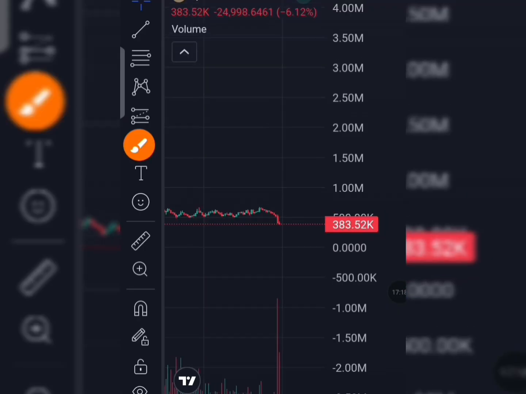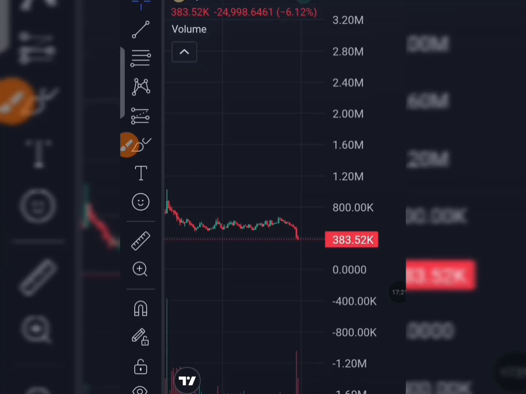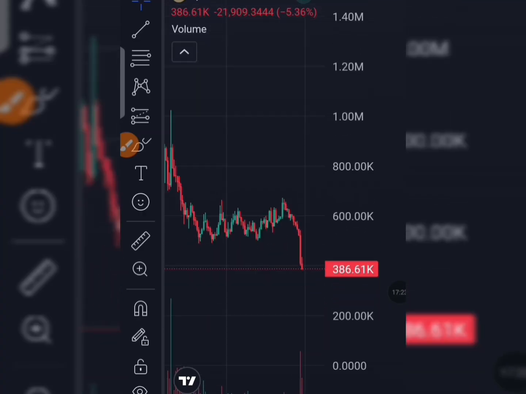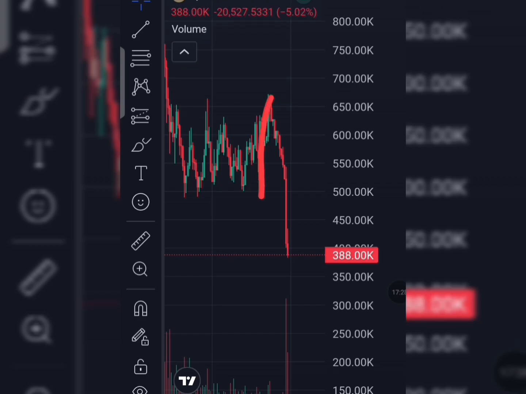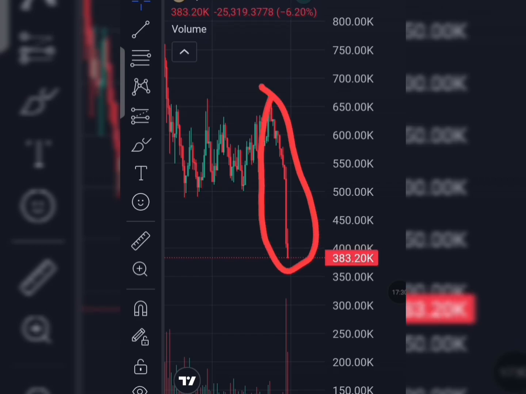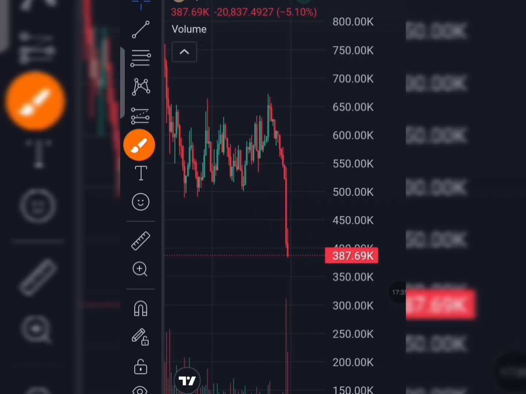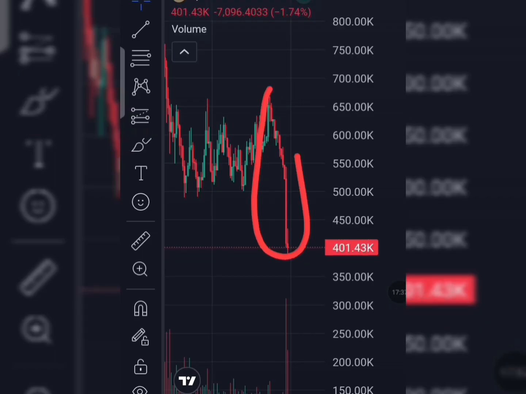And as you can see, this big red candle right here means that it has been dumped automatically. Look at this big red candle right here. It means that this coin has been dumped automatically. So what you are going to do as a smart trader, anytime you see this big red candle right here, is just stay away from that coin.